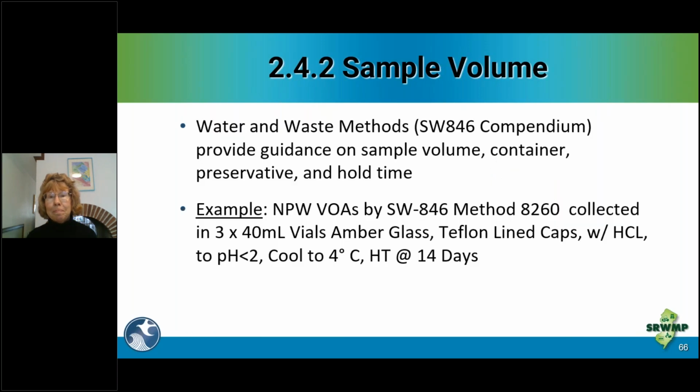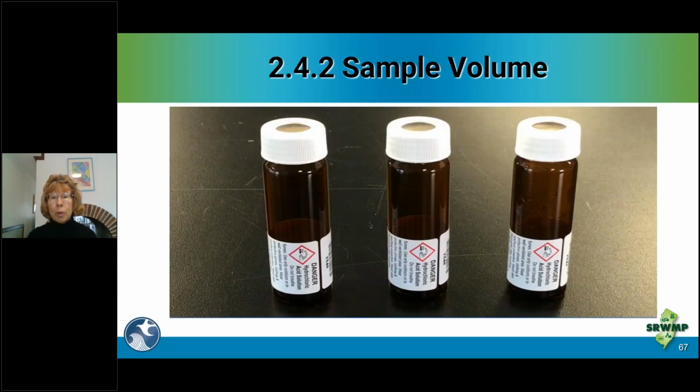Next slide. Our third example are the water and waste methods. These are the SW846 compendium methods. The compendium provides guidance on sample volume, container, preservative, and hold time. Again, staying with the volatile organics, this time collected in non-potable water by method 8260, collected as 2 or 3 40 mL VOA vials of amber glass type, secured with Teflon-lined caps, preserved with HCl to a pH of 2, cooled to 4 degrees centigrade with a hold time of 14 days. Next slide. And here's what those vials look like.